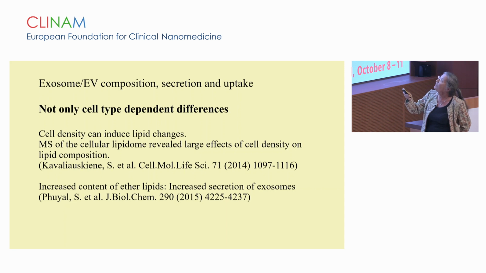So it's clear that exosome EV composition, secretion, and uptake are not only cell type dependent, which they clearly are, but also factors like cell density can induce lipid changes in the cells. That we showed some years ago, and it was shown by MS, and one can expect that this will be reflected in the composition of the EVs and exosomes that are released. And also we have found that increased content of ether lipids in the cells leads to increased secretion of exosomes. And one can expect a change in their composition as well.